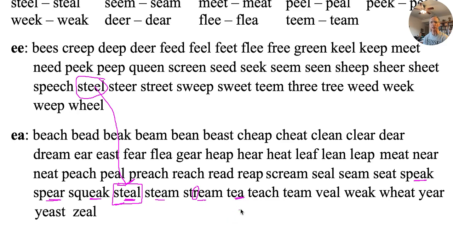Tea, I need some tea. Teach me to read. Team, you can be on my team. Veal, this is tender meat. Weak, he's not very strong. This is not the 7 days of the week. This is weak. Wheat, you can make bread with wheat.